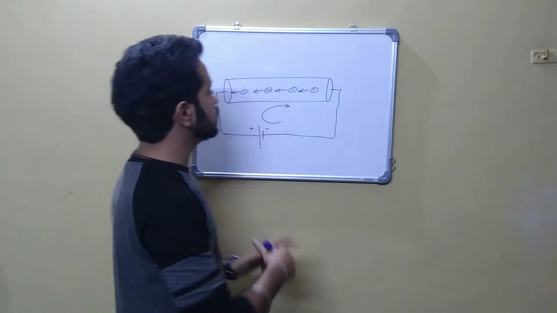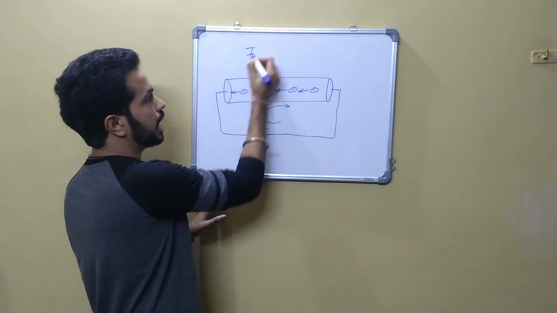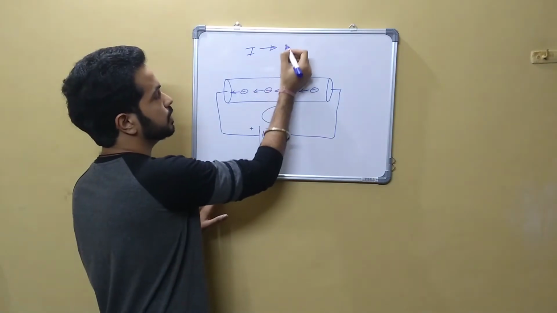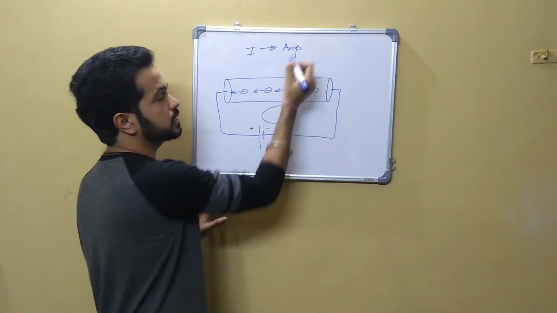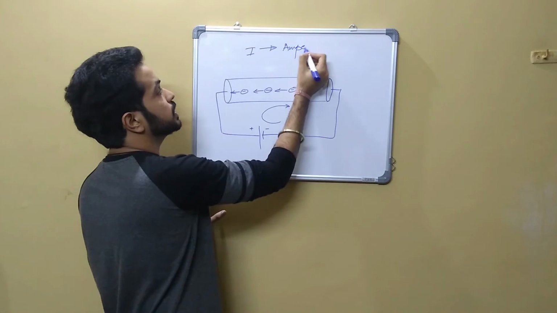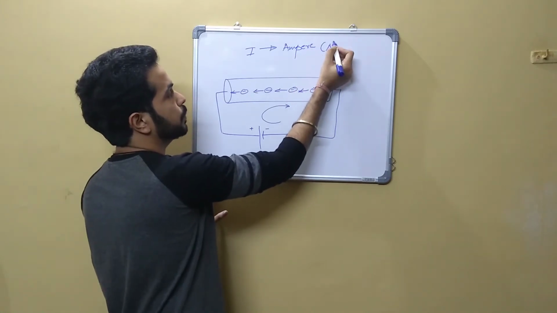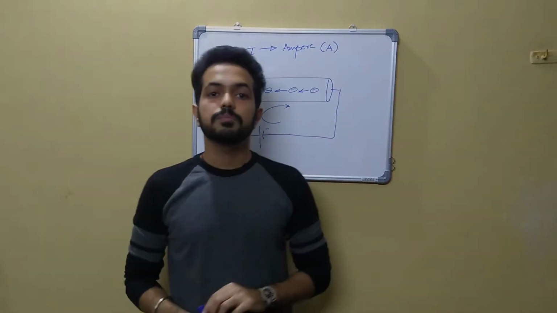Having said that, electric current is denoted by capital I, and to measure it, we always need a unit for every physical quantity. So to measure electric current, we use the unit ampere, which is denoted as capital A.